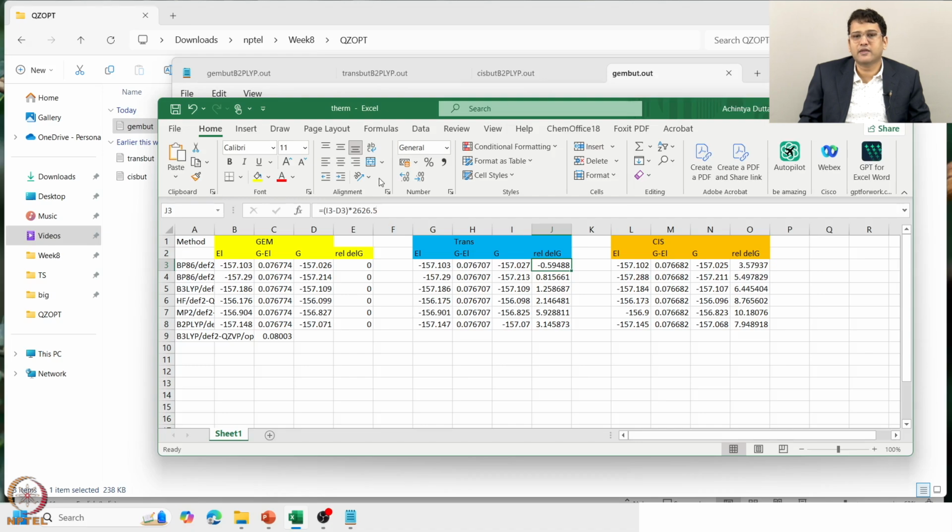So, if I just do a rough calculation, it is around 0.05, so it must be around 13 kilojoule per mole, the energy difference between these two thermochemistry contributions. But let us see how much is the difference in the relative thermochemistry contribution.